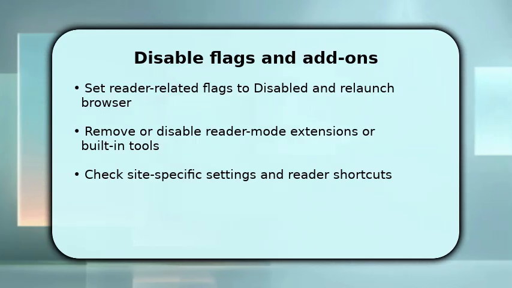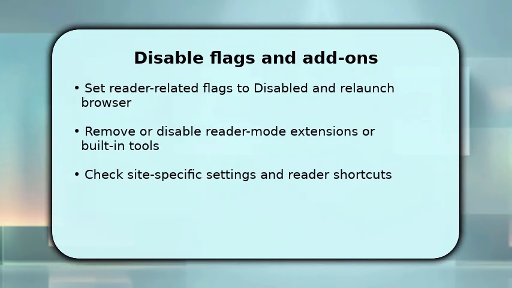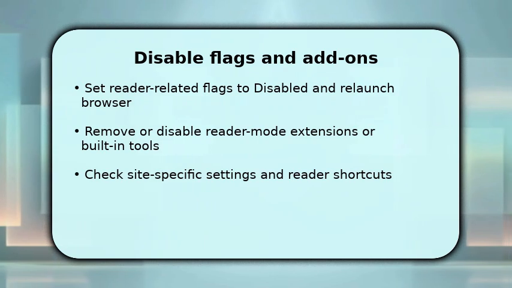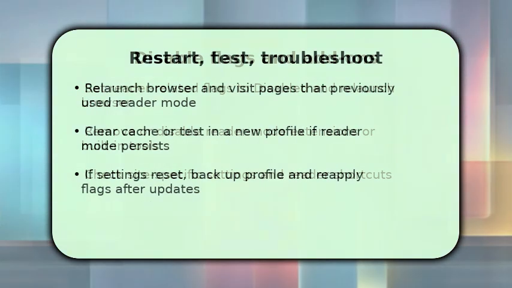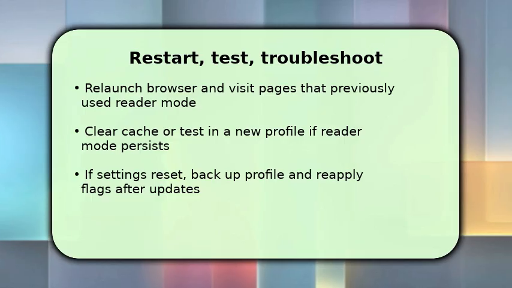Some sites or shortcuts force Reader View. You disable those shortcuts or remap them to avoid accidental activation. These middle steps remove alternate paths into Reader Mode, so your initial flag change isn't undone by an extension or a hotkey. You finish by restarting the browser and testing pages that used Reader Mode to confirm it's gone.